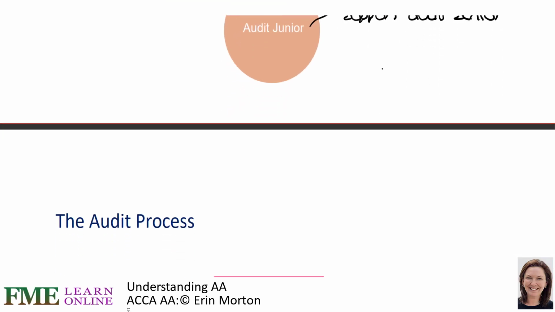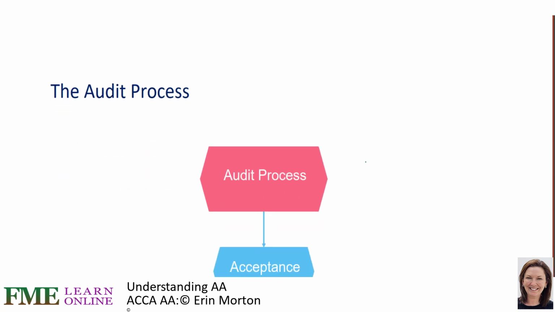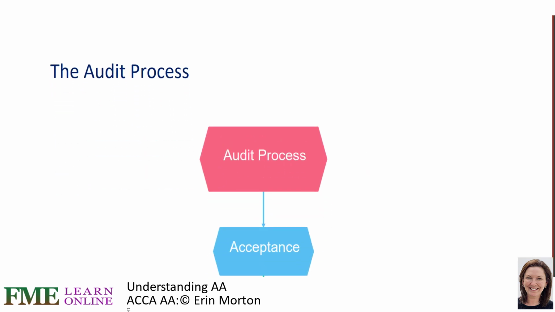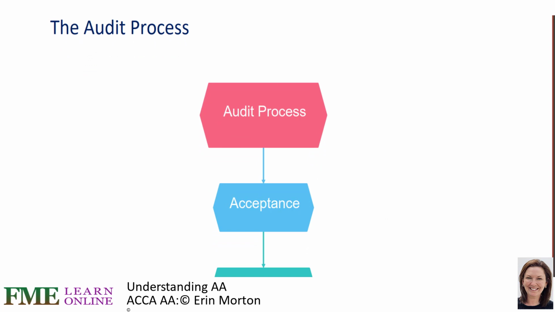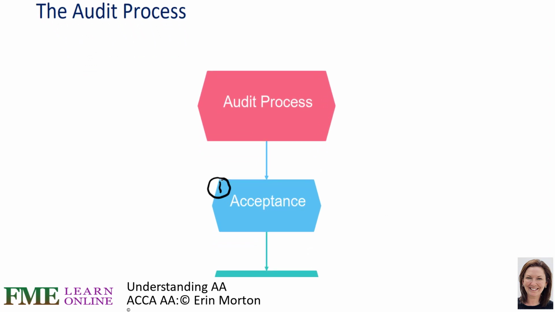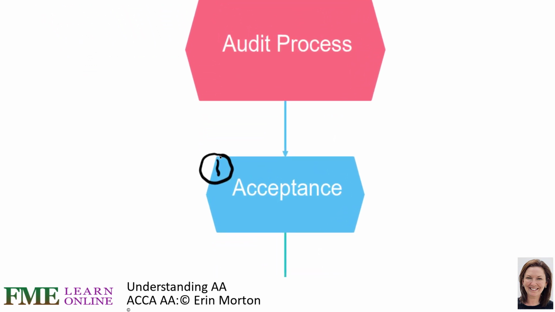We've also now seen who could be involved in that process. So the next step is actually to look at the detailed process. So what does the auditor have to carry out and when? So our first stage of the audit process is the acceptance stage.